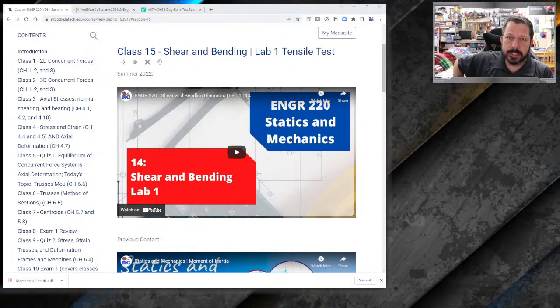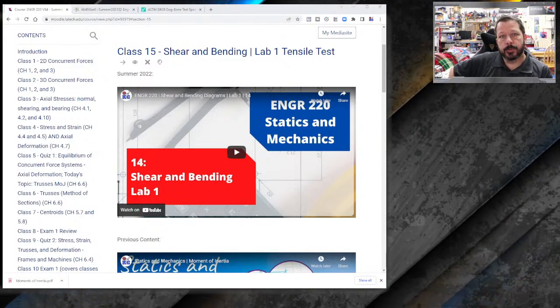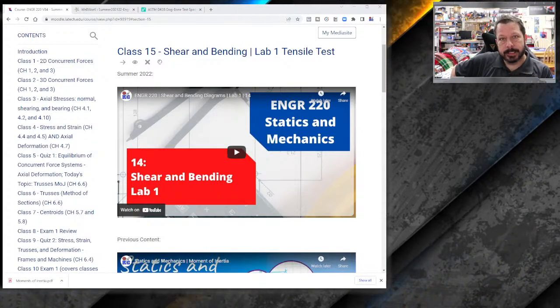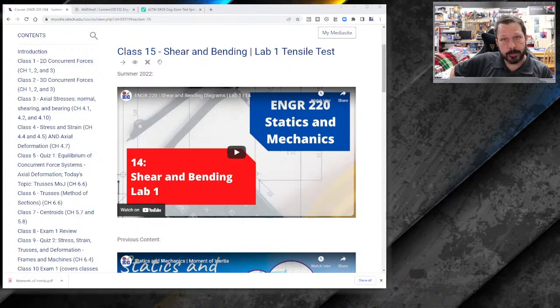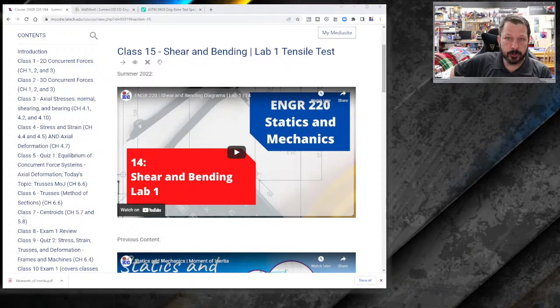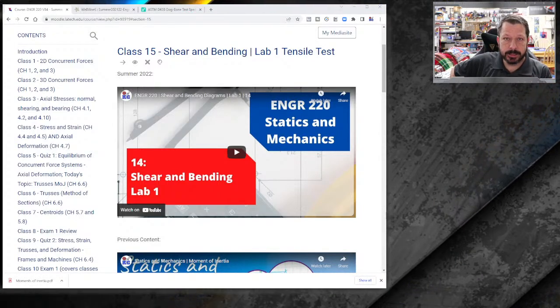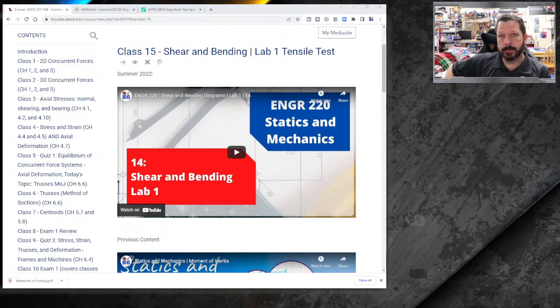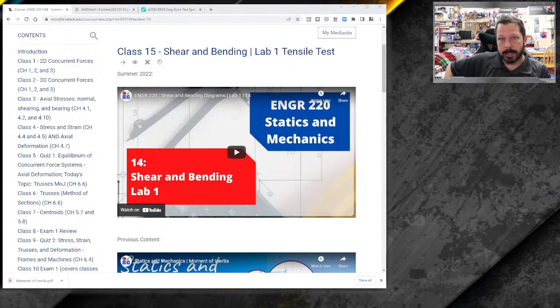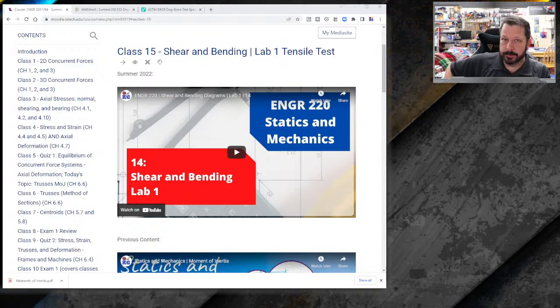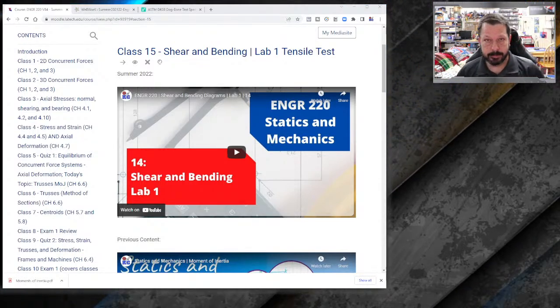Lab one talks about tensile tests. So it'll be a simulation of a tensile test that you would do if you were trying to figure out something material property wise about a piece of metal or whatever you might be testing. But we'll actually do that as a simulation instead of actually going into the lab and testing a sample.